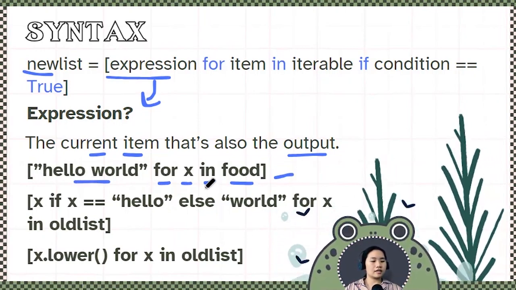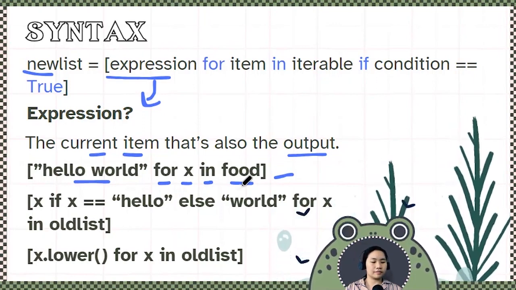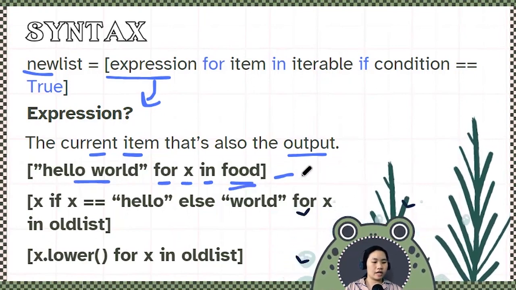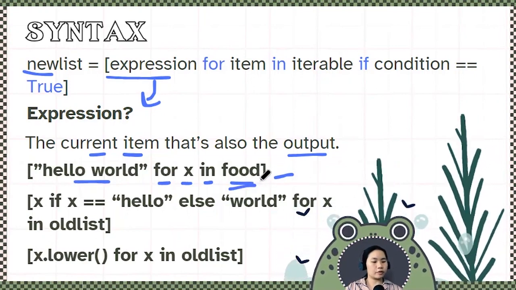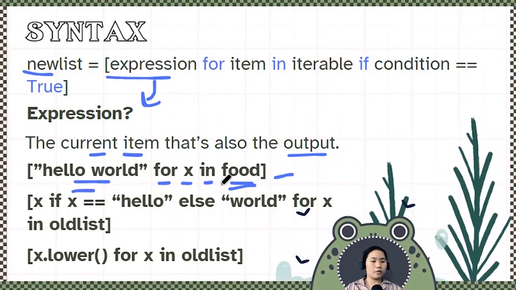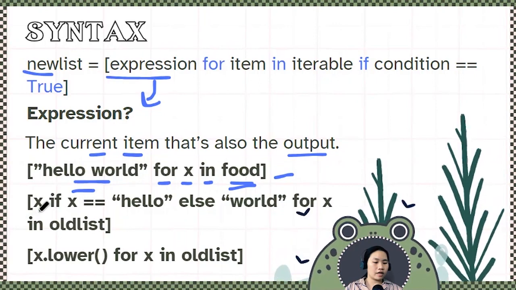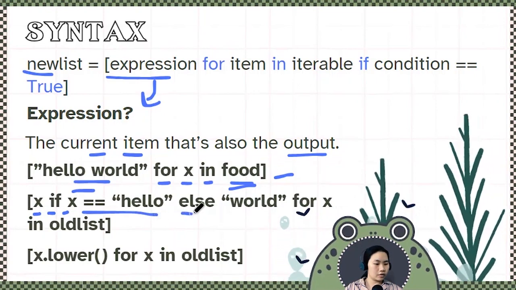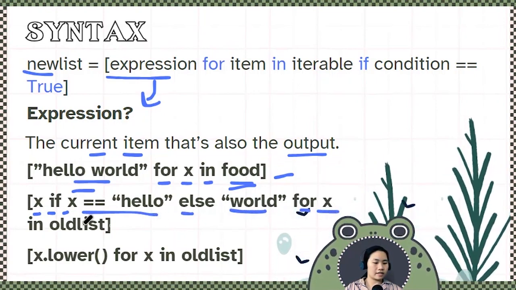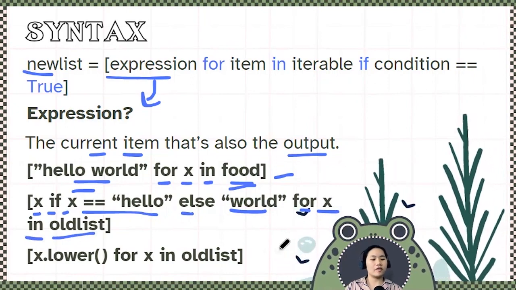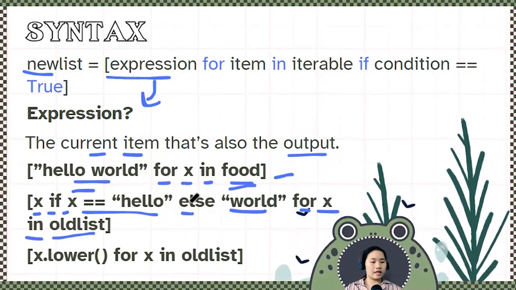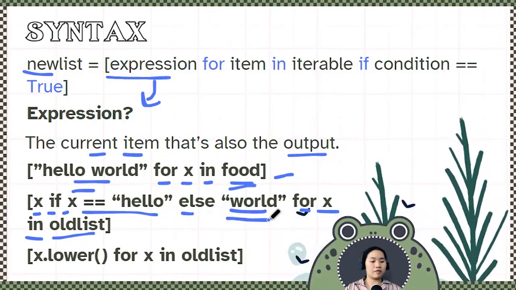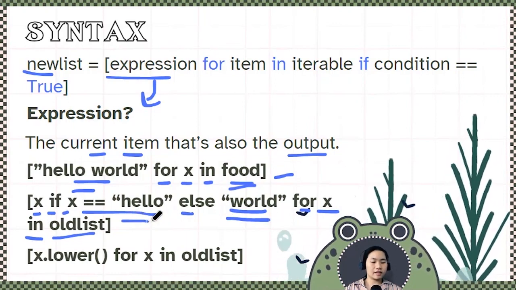Now, hello for X in food. What do you think this does? Well, it replaces all of the elements in the old list food and creates a new list based on that, but replaces every element with hello world, okay? Now, for our next example, X if X equals the string hello, else the string world for x in old list. What do you think this does? Well, it removes all of the elements, replacing them with world, except for elements that have the same value as hello.